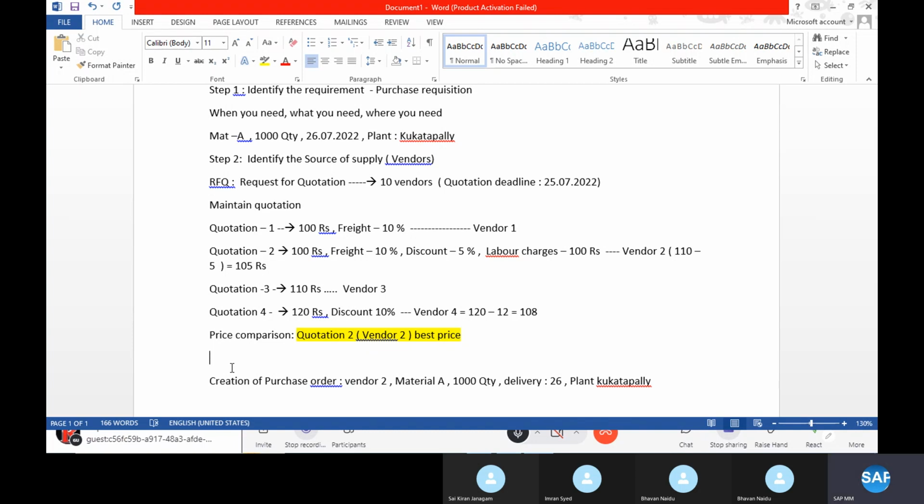Now I have created the purchase order and sent that information to the vendor. You can send a printout, mail, or fax. Or maybe both parties use software, and you can connect between both. There are so many ways we can send. Once the vendor gets the order, what are you expecting? You might be expecting the confirmation, right?